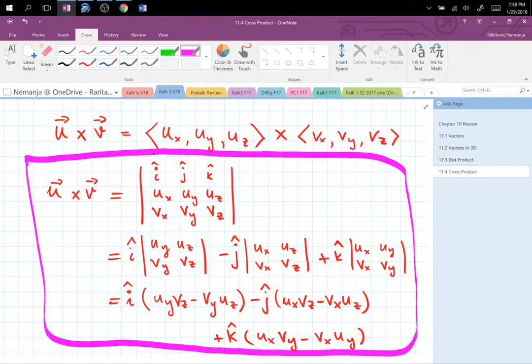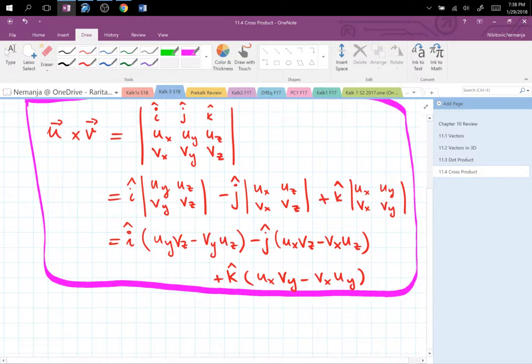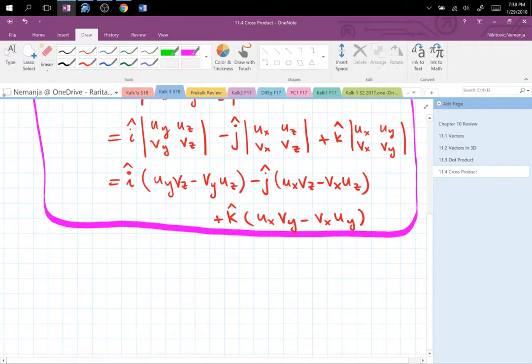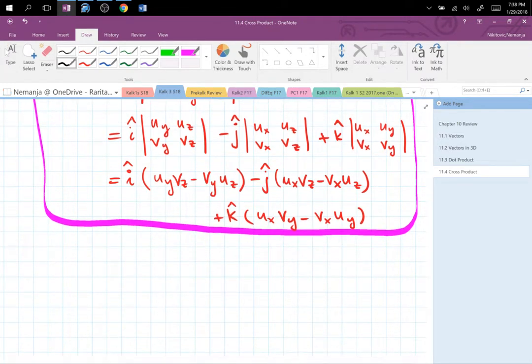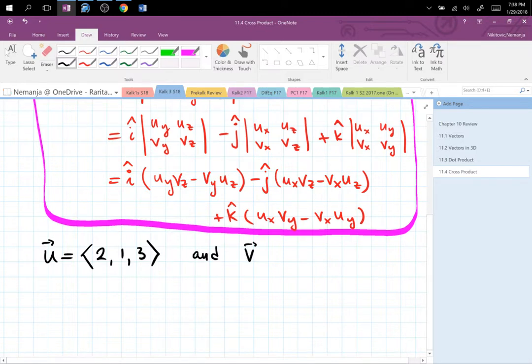So now, the first order of business is for you to compute one of these. And then we're going to start with concepts and things. So u is 2, 1, 3, and v is equal to negative 2, 1, and 0. Let's have it quick.